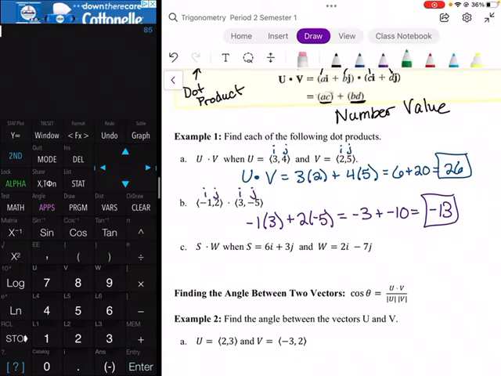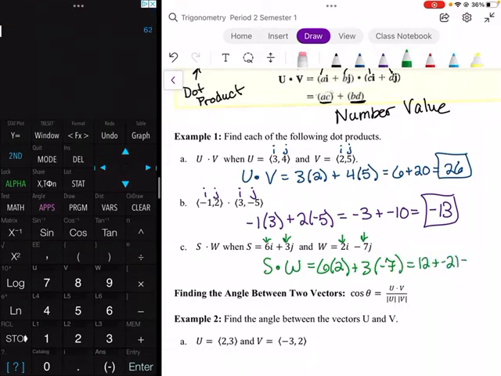And then for our next example, for the dot product between s and w, we're going to take our coefficient of i's and multiply those together, 6 times 2, and then add the product of our j coefficients, or j vectors. So 3 times negative 7. So that would be 12 plus negative 21, which will give us an answer of negative 9.